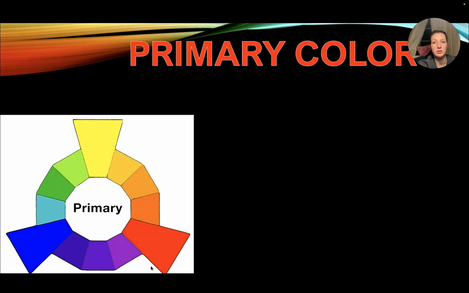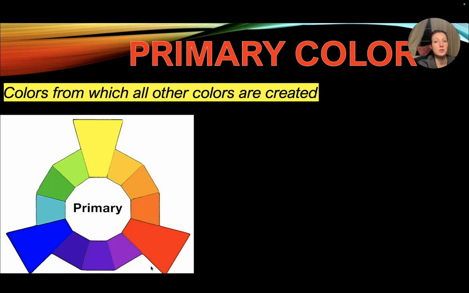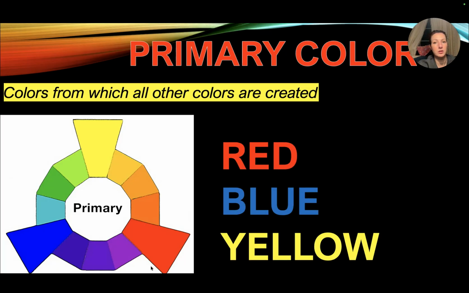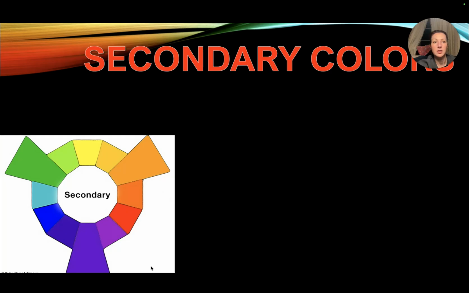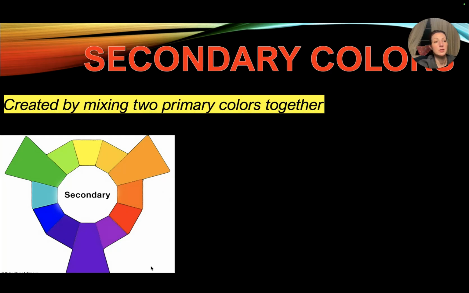Our primary colors, think primary first. Our primary colors are the colors from which all the other colors on this color wheel are created. And those are red, blue, and yellow. So think primary, first colors, red, blue, yellow. Secondary colors are created by mixing two primary colors together. So think secondary, second. These are the colors that come second after primaries.